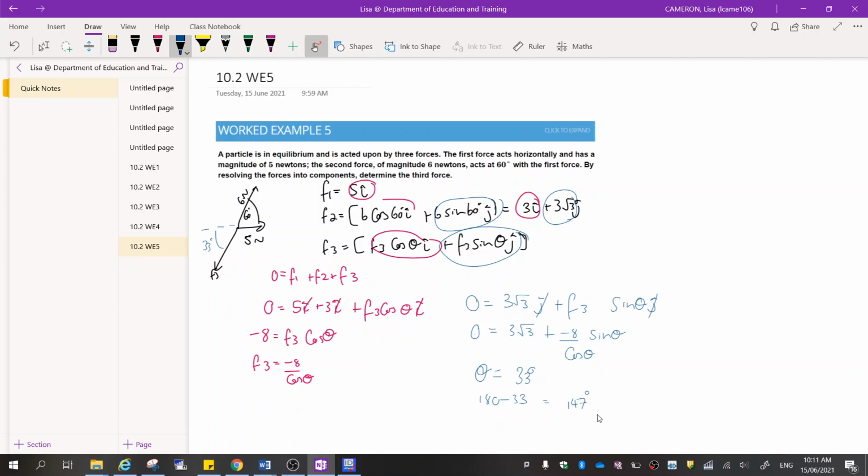Okay, now I can find F3 by substituting this value back into this equation. So F3 is equal to negative 8 over cos of 33 degrees, and that is going to give me the square root of 91. And that is a newton force. So now I can say that force 3 is acting against the 5 newton force at an angle of 147 degrees and a force of square root of 91 newtons.